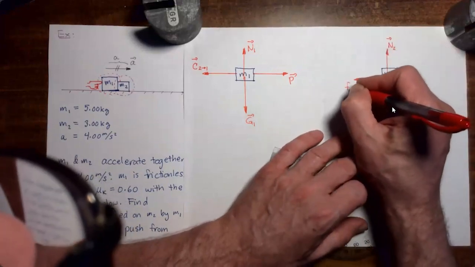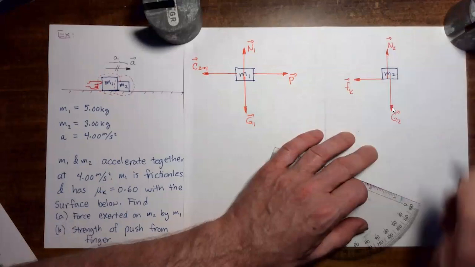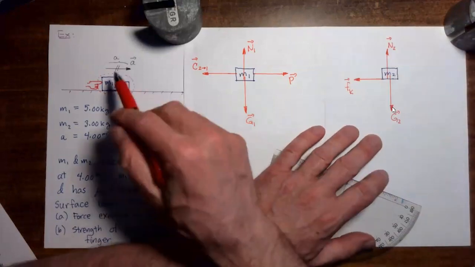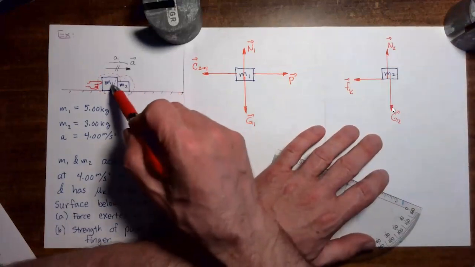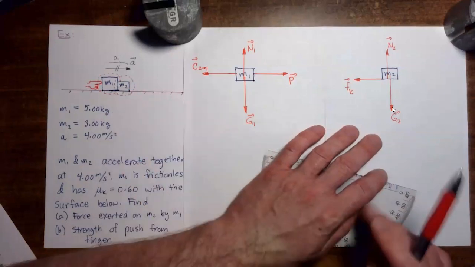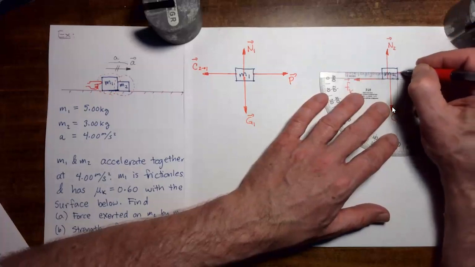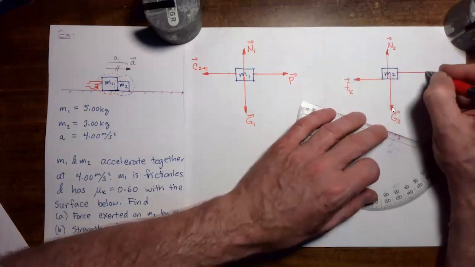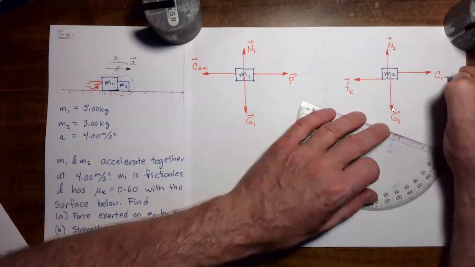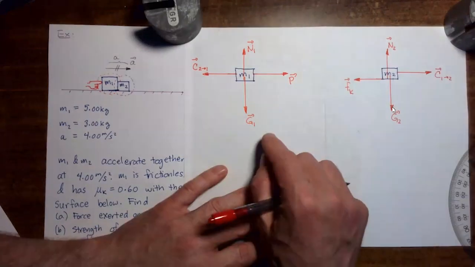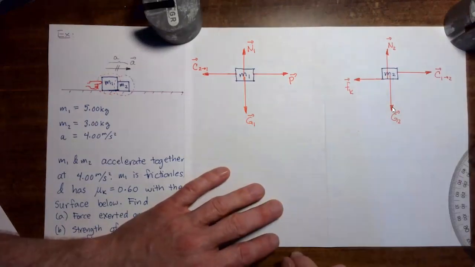So I'll call that F sub k for frictional force. And then also cutting through the dashed line, we see mass 1 coming in to exert a force on mass 2. And I will call that one the contact force that 1 exerts on 2. Now I'm going to go through and put in the magnitudes.